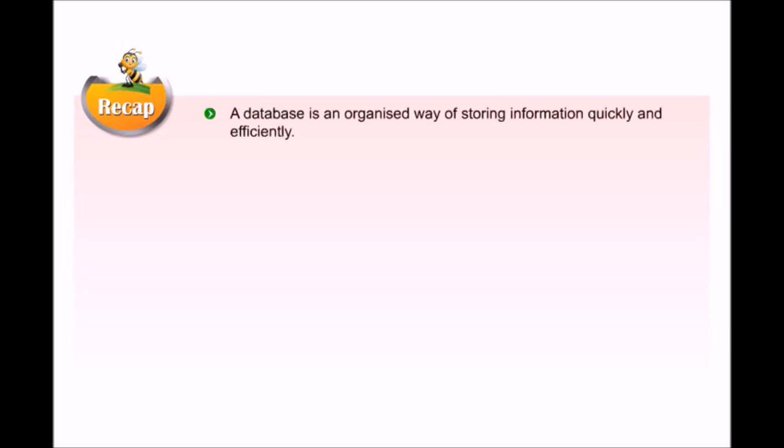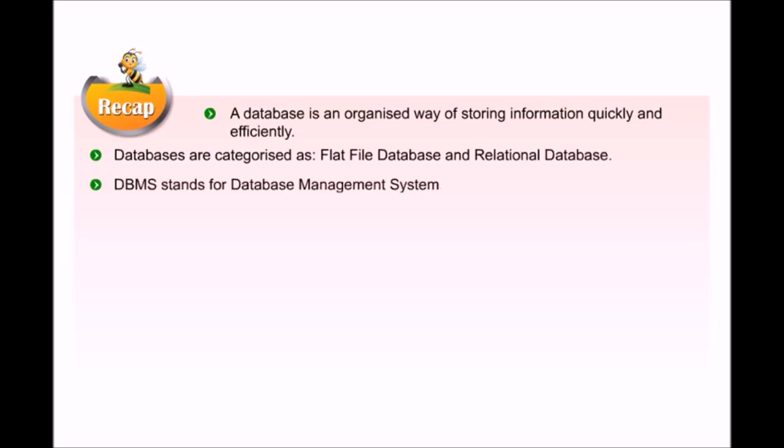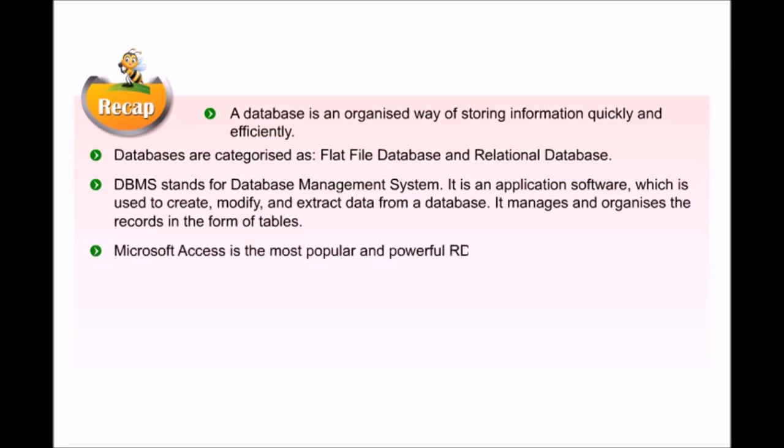Okay students, let us take a recap of this chapter. A database is an organized way of storing information quickly and efficiently. Databases are categorized as flat file database and relational database. DBMS stands for Database Management System. It is application software which is used to create, modify and extract data from a database. It manages and organizes the records in the form of tables. Microsoft Access is the most popular and powerful RDBMS used to organize and manipulate data.